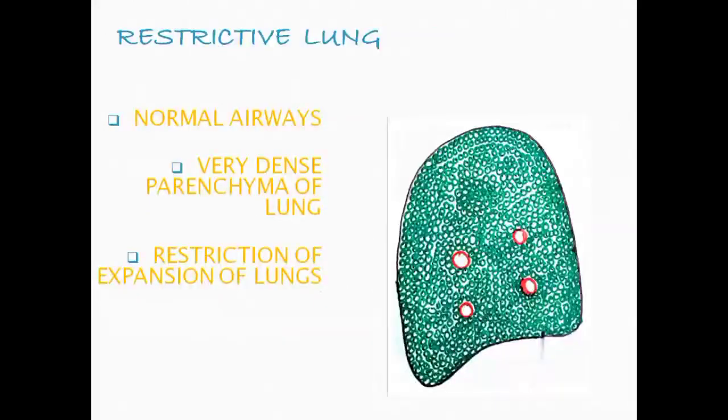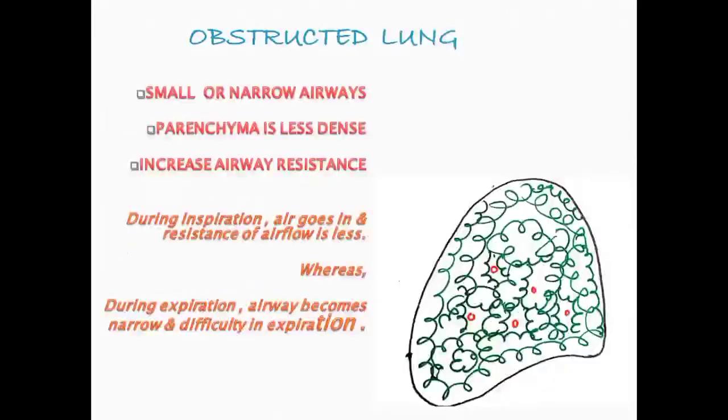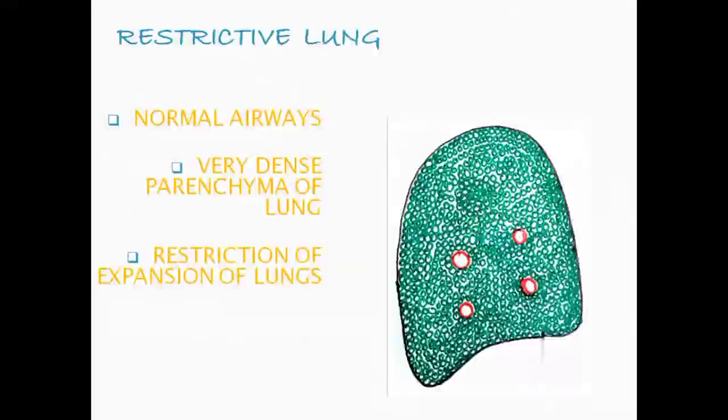Now see this diagram. This is the lungs of the patient having restrictive diseases. What is happening in the restrictive lung disease? Airways are normal. Whereas on the other hand, what we had studied in obstructive, airways becoming narrow, but in restrictive, airways are normal. In restriction, what is happening? The parenchyma of the lung structure is becoming very dense. Because of the dense parenchyma, because it is getting fibrous, it is becoming very stiff.